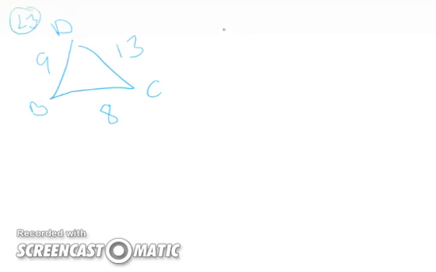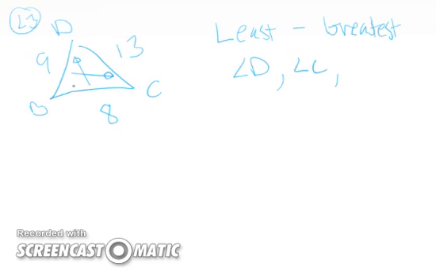Give the angle measure in order from least to greatest. So in my triangle here we have 13, 9, and 8. We have B and C and D. This is question number 23. We want to go from least to greatest. Okay, so the smallest angle is going to be across from the smallest side. The smallest side is 8. So the smallest angle is going to be across from it, which is angle D. Notice it's directly across. Okay, and then 9, so it's going to go to C, and then the last one, the biggest, which is B.